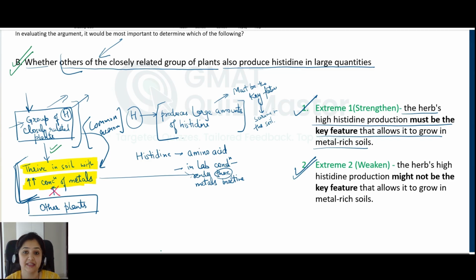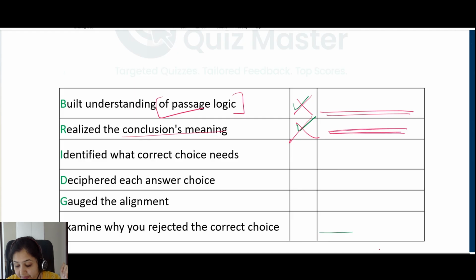Now, if you rejected the correct answer choice, you need to question yourself: why did you reject it? As I mentioned, because this choice talks about the other plants, you might have thought that it is not talking about the relevant segment, and that is why you rejected it. So, that can be one reason. If you have not understood the passage properly or the conclusion properly, that can be another reason. You have to evaluate your thought process and arrive at the exact reason why you rejected choice B, and that is what will go in your bridge table here. Let's move to choice C now.